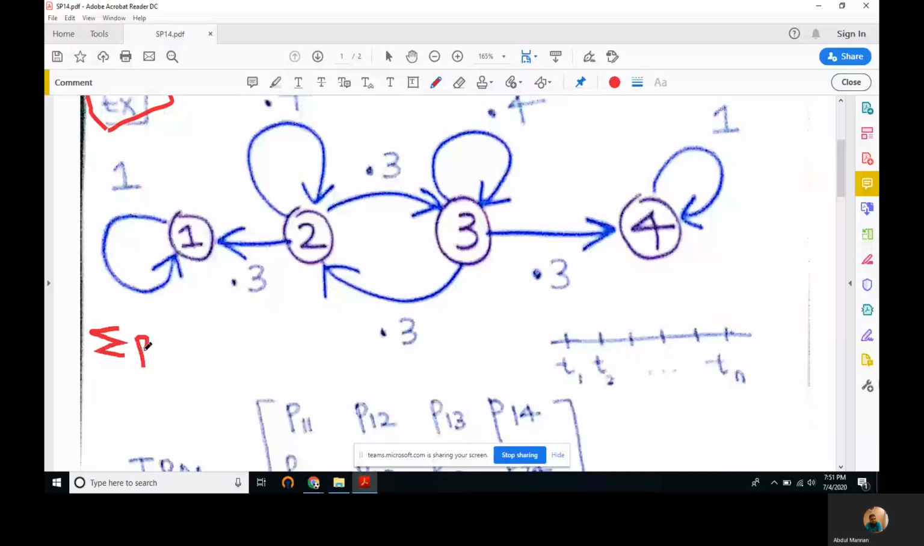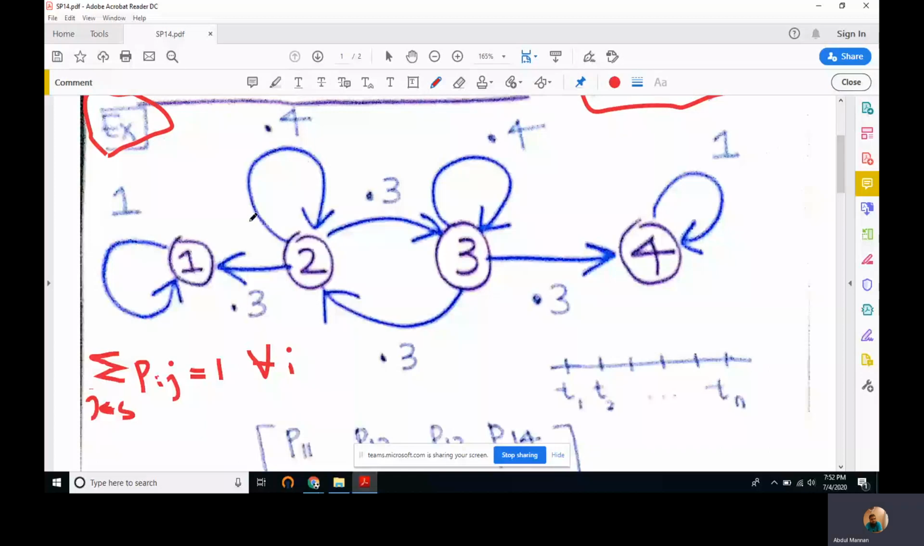Pij over j in the set S, the state space of the chain, is 1. This is for all i. This means that all arrows that move out of a state sum to 1. For example, for state 2, this is 0.4 plus 0.3, 0.7, plus 0.3, which is 1. So for every state it can be verified.